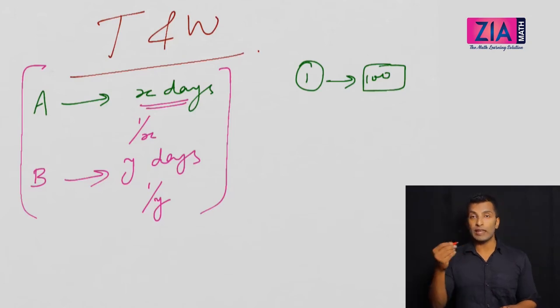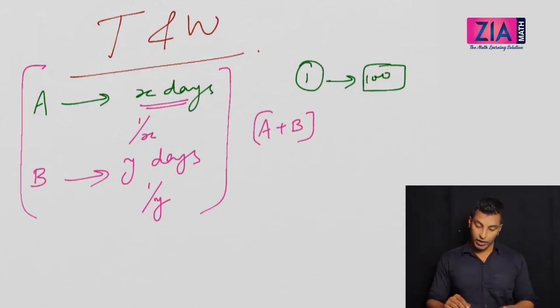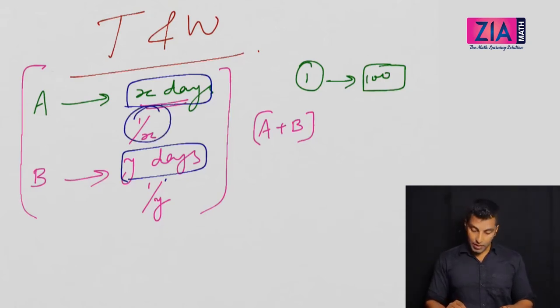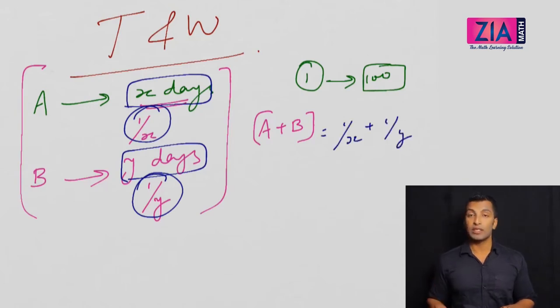Now let's look at the possible questions. They will ask you, A plus B working together, how many days will it take to complete the work? A can finish in X days, B can finish in Y days, A plus B together in how many days? What you need to know is how much A plus B can do in one day. In one day A can do 1 by X, B can do 1 by Y, so A plus B can do 1 by X plus 1 by Y. This is what A and B can do together in one day. If you take the LCM, this is X plus Y divided by XY. So this is the work completed in one day.